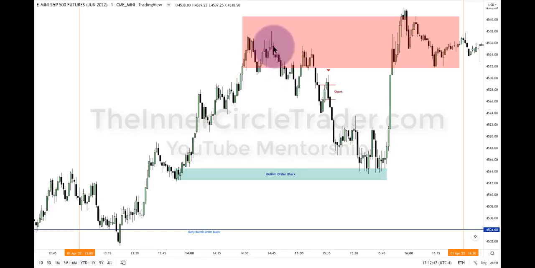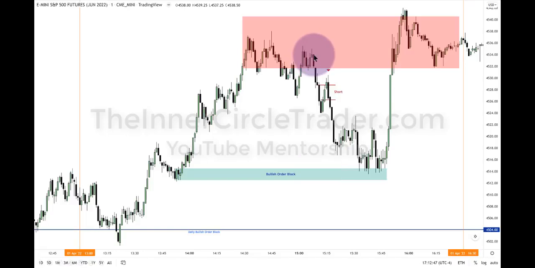No, but there is one right there. See that? Here's your fair value gap. Shift in market structure there. Retraces back up into the fair value gap. You can be a seller there and aim for this low or the order block.